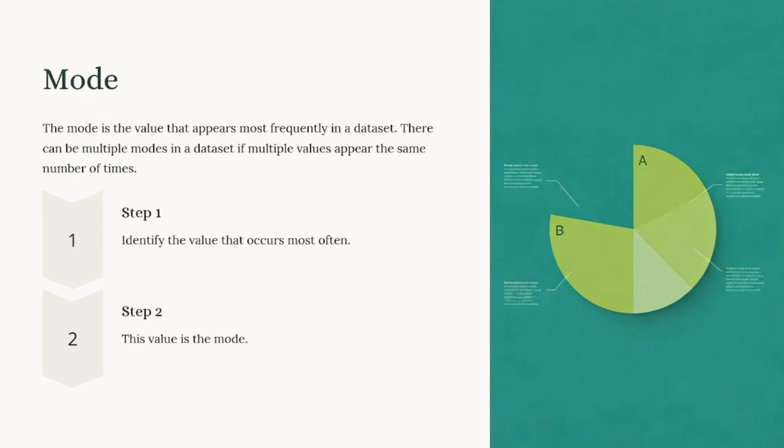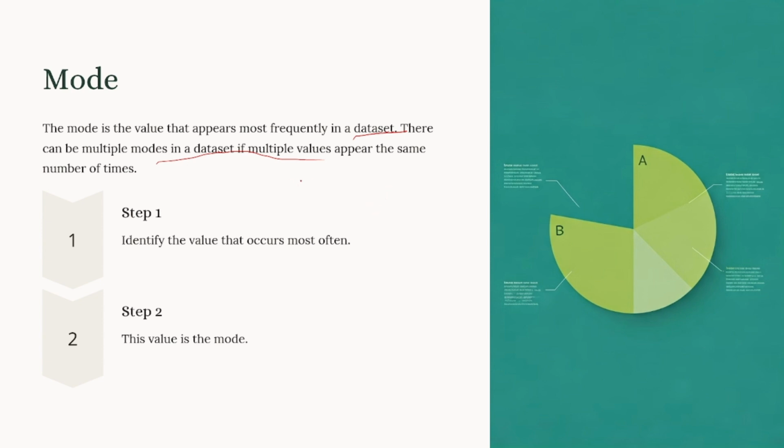So what is the mode? Mode means the most frequent observation in the data set. You see here the definition: mode is the value that appears most frequently in a data set. There can be multiple modes in a data set if multiple values appear the same number of times.